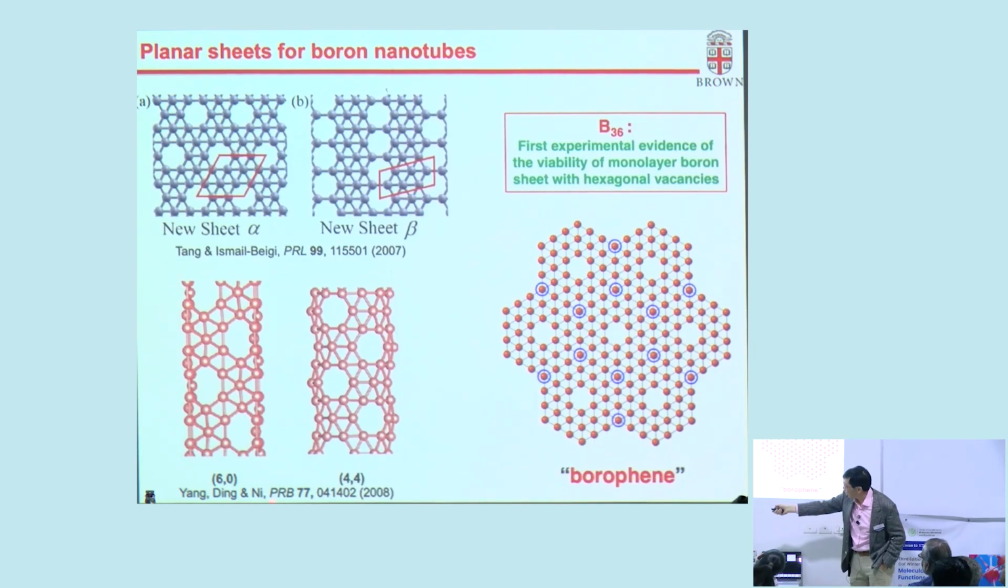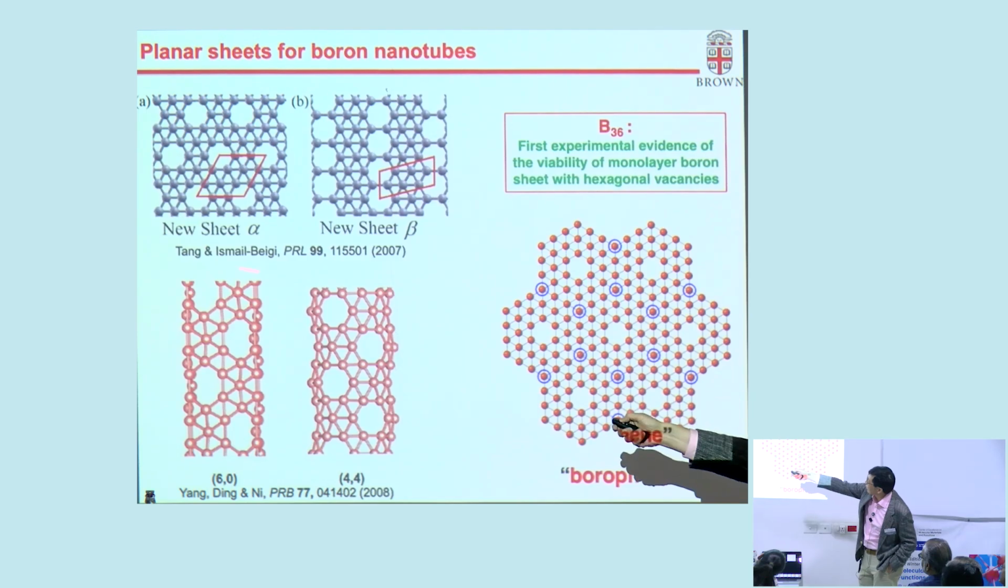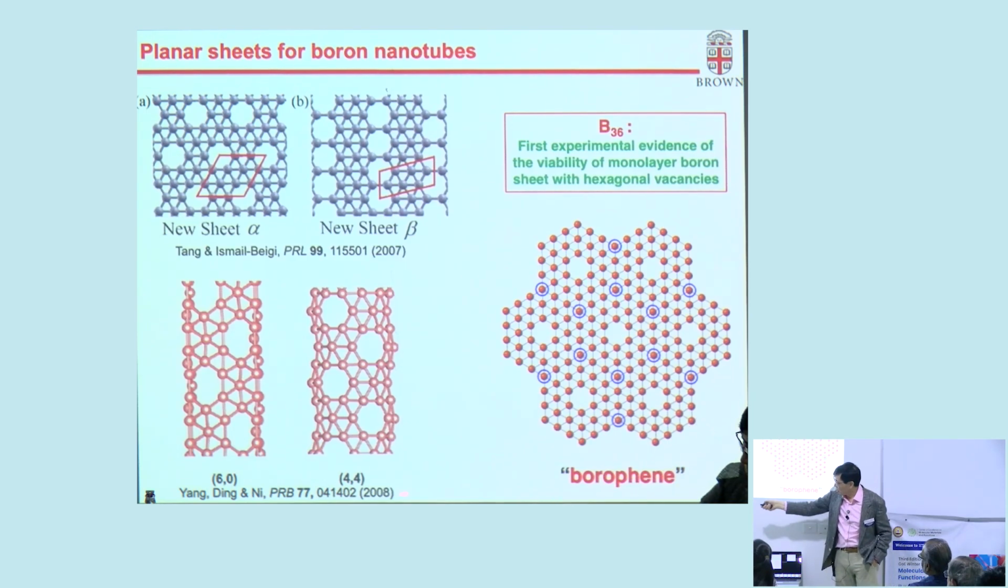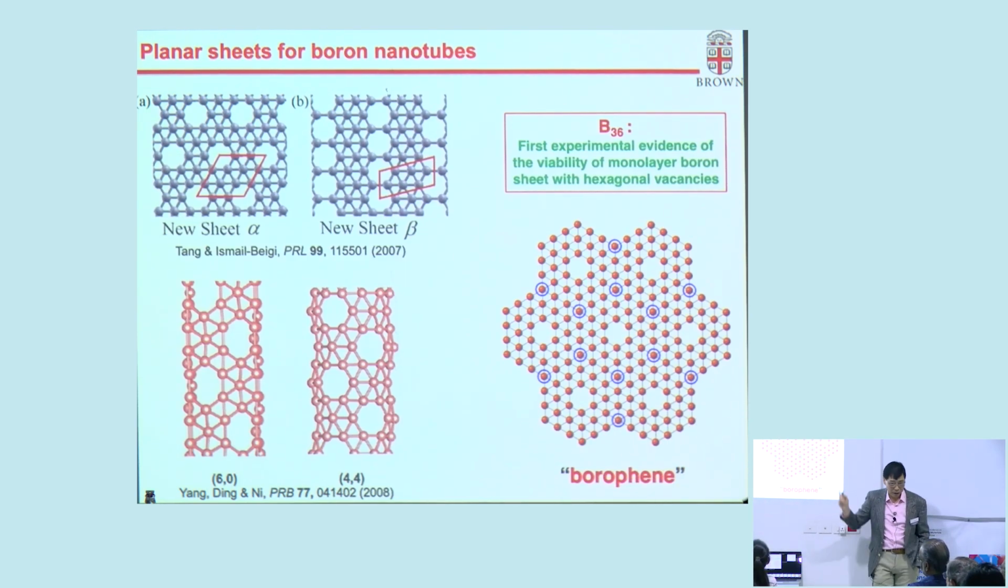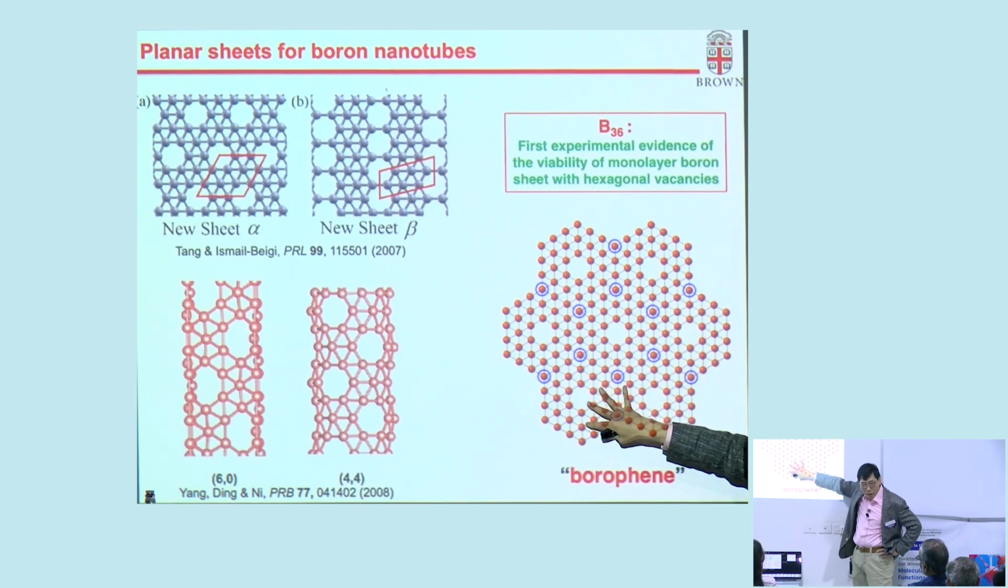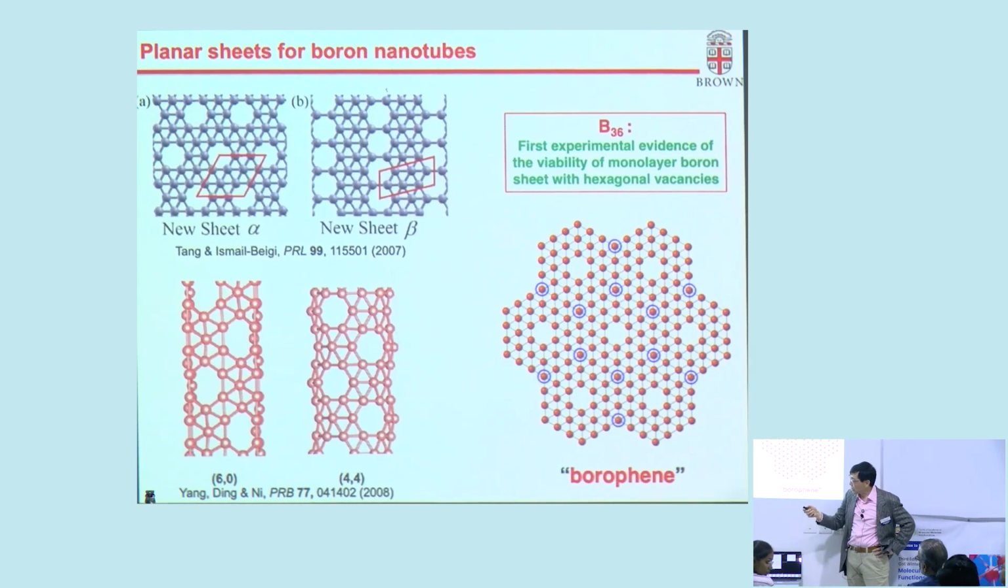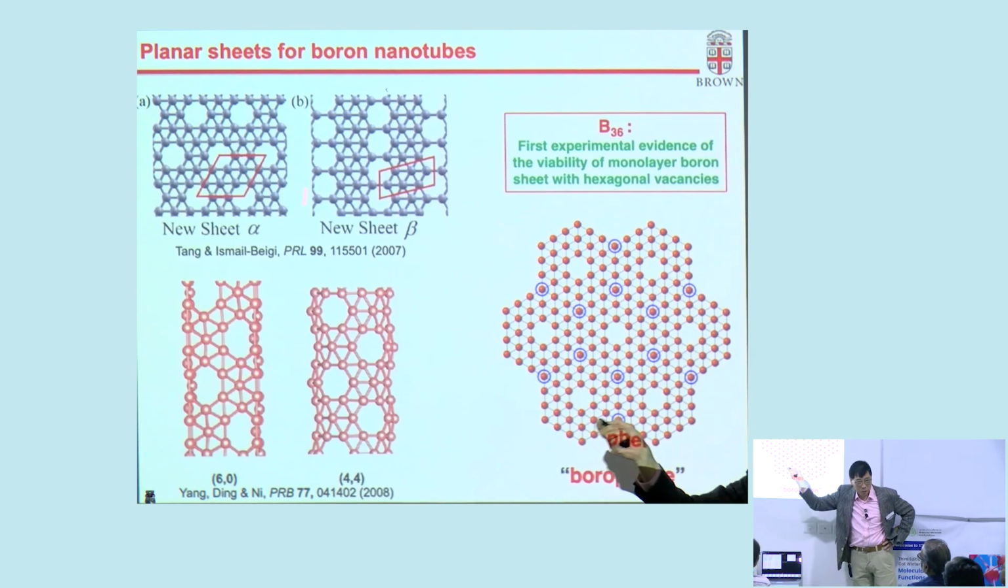So this is one group from Yale. This is a group from Tsinghua University in Beijing. These two papers they submitted about the same time, even though they appeared in 2008, but this is about the same time. So now our B36 cluster provides an indirect proof that this type of structure is what you want to build.